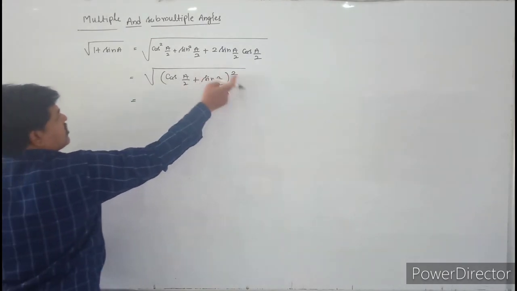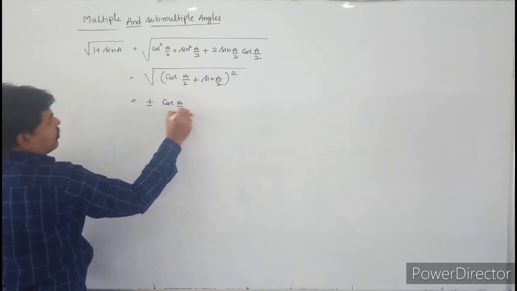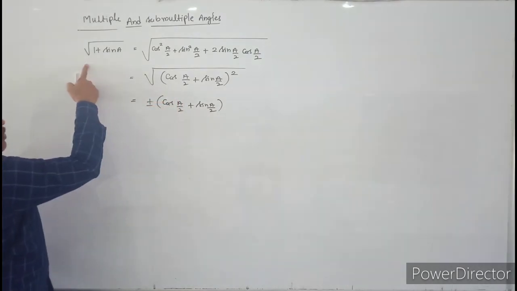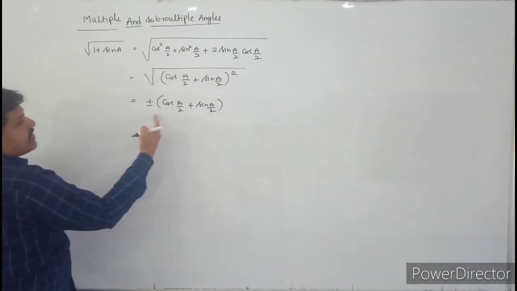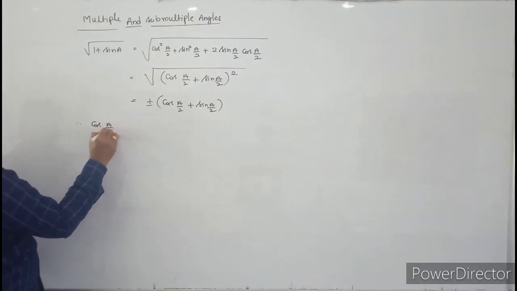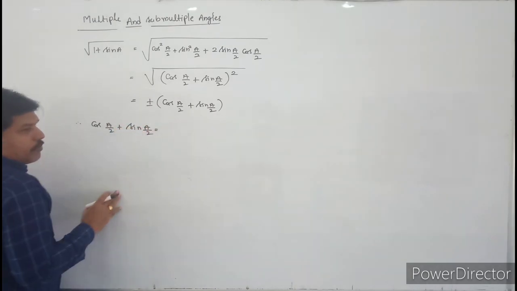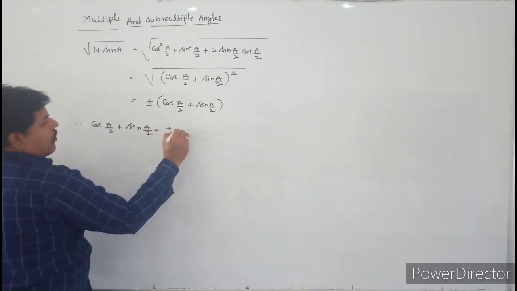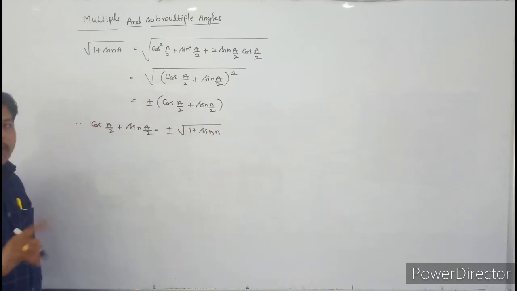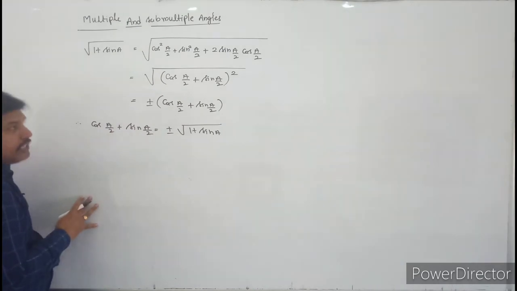So this is a square and the root will be cancelled. You will get plus or minus cos a by 2 plus sin a by 2. So root of 1 plus sin a is nothing but cos a by 2 plus sin a by 2. So therefore cos a by 2 plus sin a by 2 is equal to plus or minus square root of 1 plus sin a. So this sign, plus or minus, depends upon the angle a.